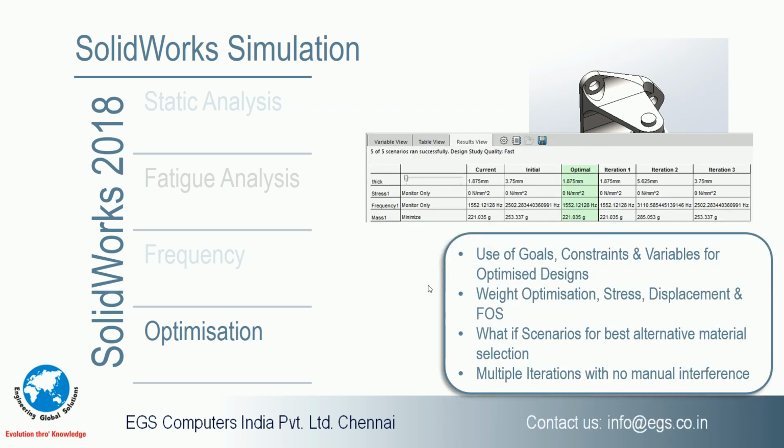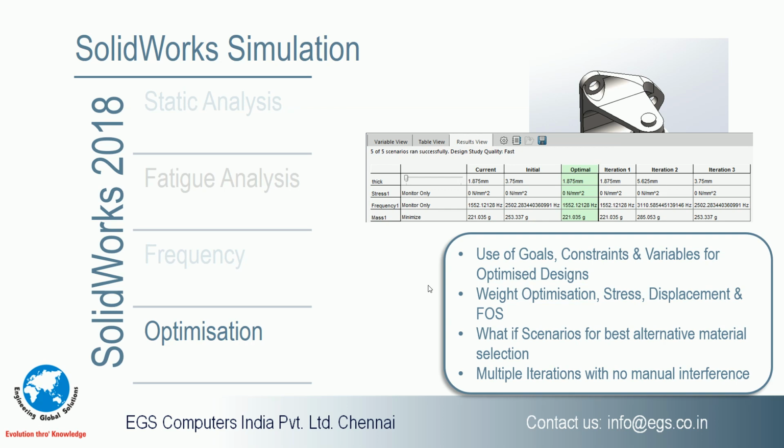So what we have come across in optimization is we can optimize weight, stress, displacement and factor of safety, and we can also do what-if scenarios, like what if I reduce the thickness to this much value, or what if I increase the diameter of a component.